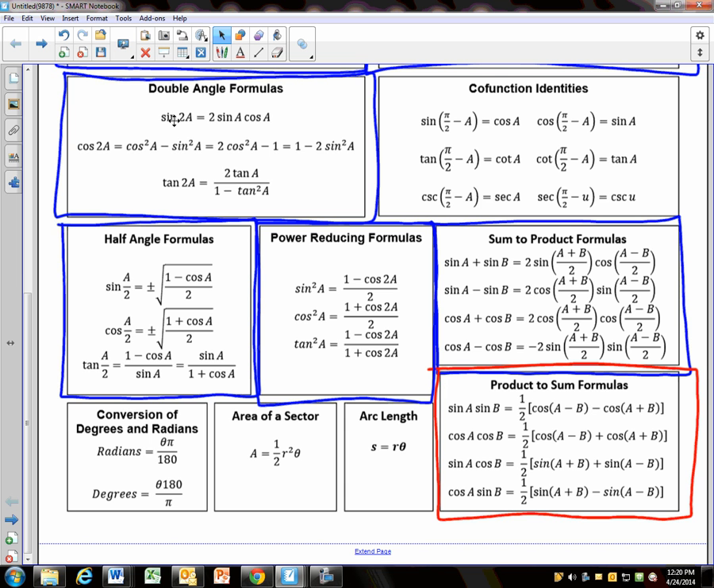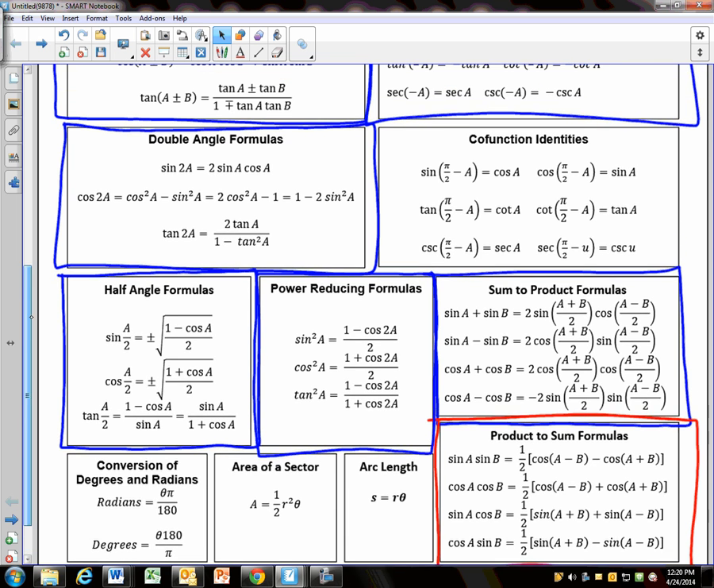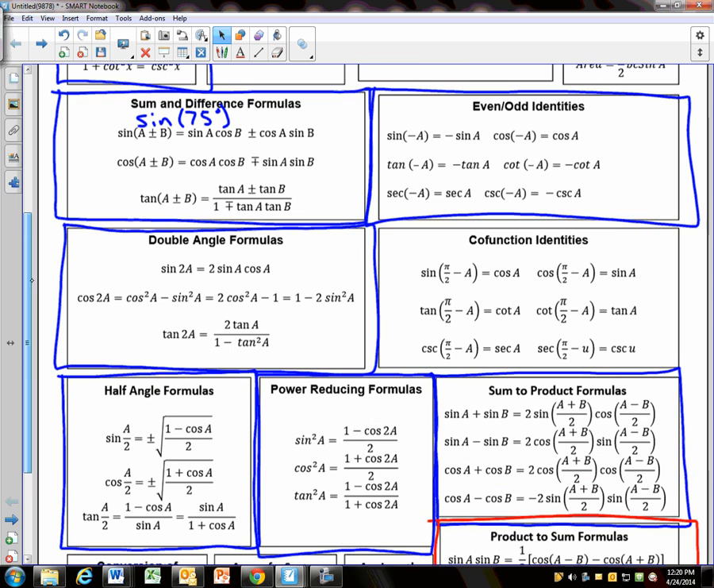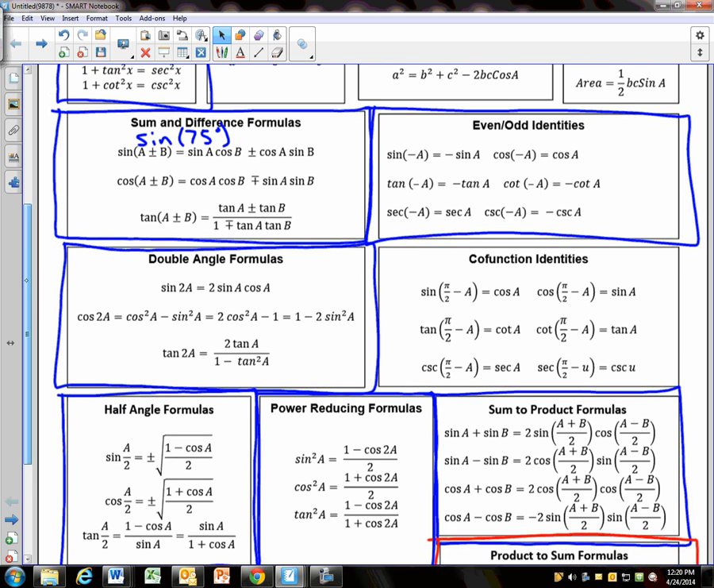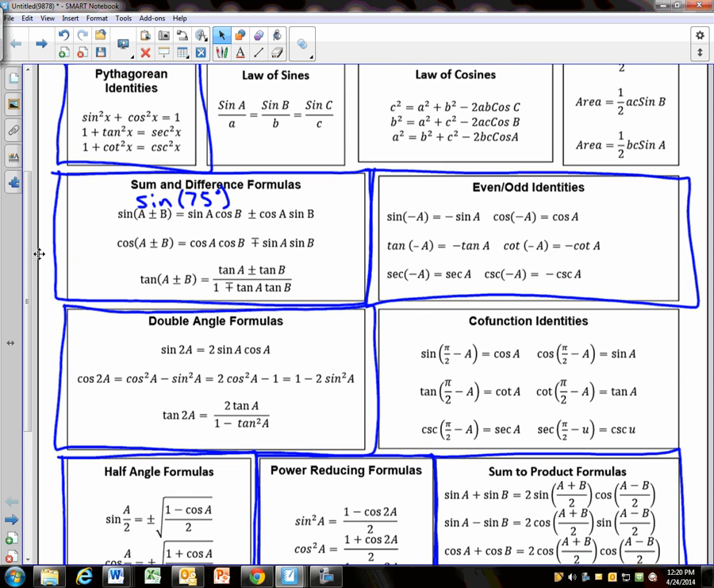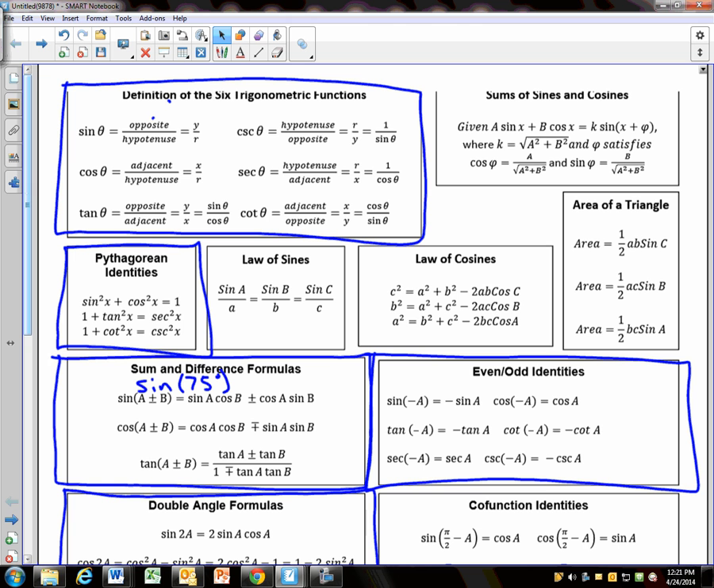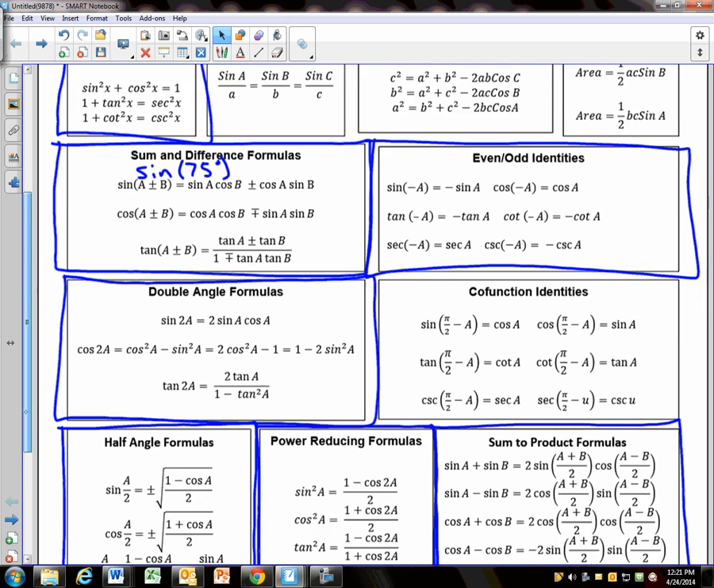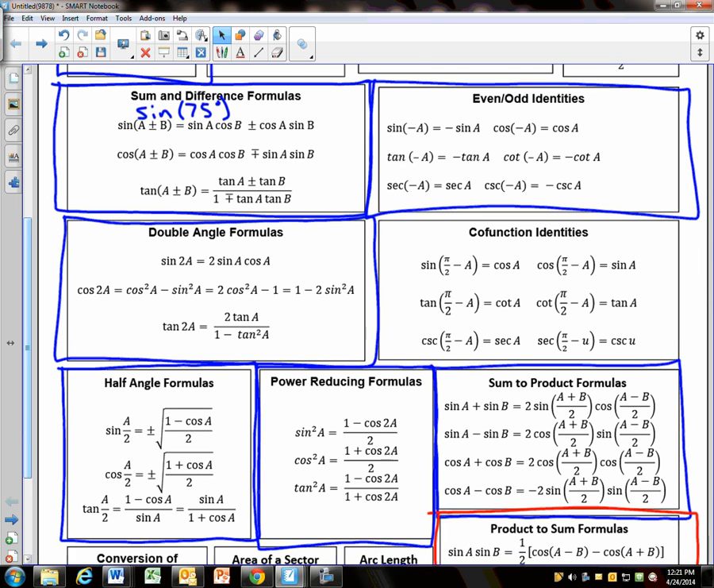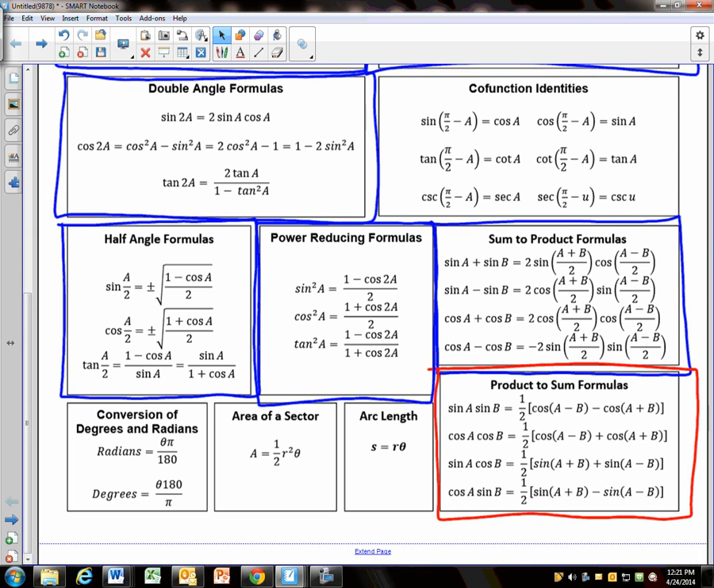We've used this box, the half angles. We've used the power reducing. We've used double angles. We didn't use cofunction identities, not that big of a deal. We proved them. Even-odd identities, we've used that. Sum and difference formulas, we've used that. Pythagorean identities, we've used that. Definition of six trig functions, we've used that. So, come test time, you've got to make sure that you know which boxes to reference.